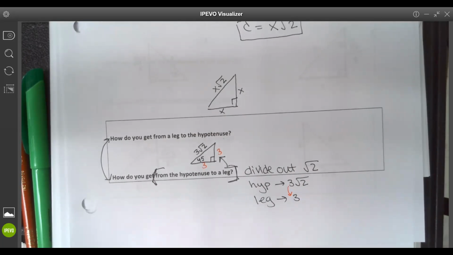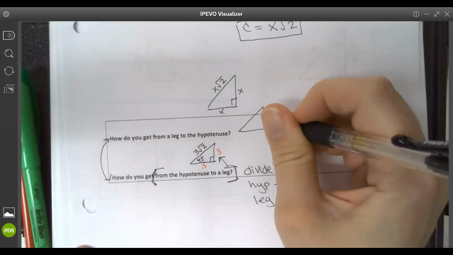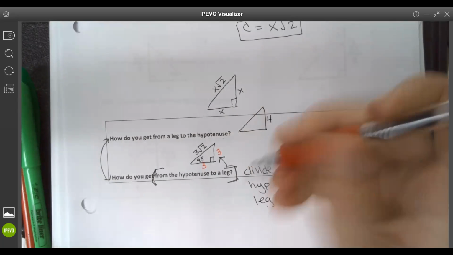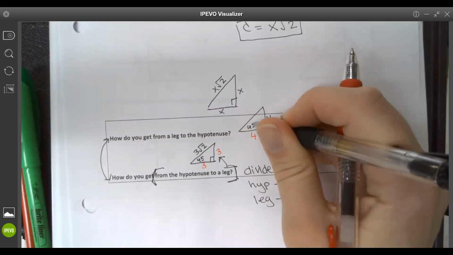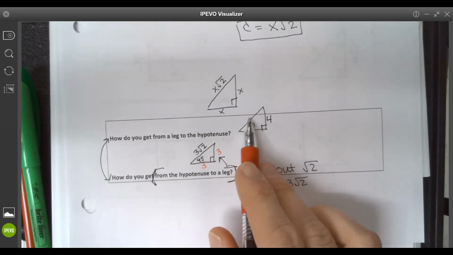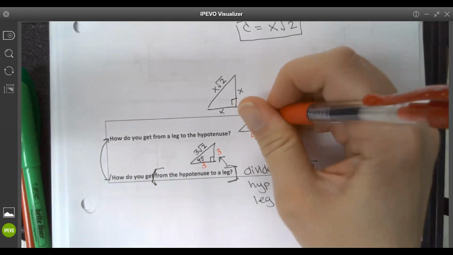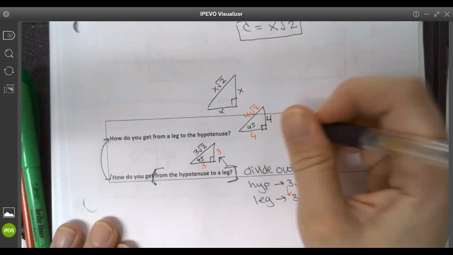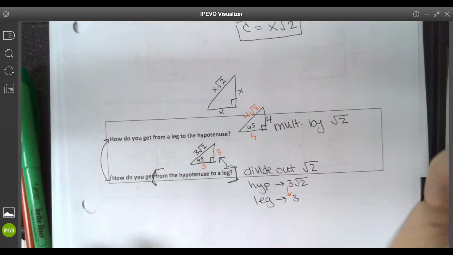How do you get from the leg to the hypotenuse? So let me give you a diagram for that. If I knew the leg was 4, well then I know the other leg is 4. Let me make that a 45, 45, 90. And what would my hypotenuse be? X, x, x rad 2. What would this one be? Plug in x. 4 rad 2. To get from the leg to the hypotenuse, I multiply by rad 2.